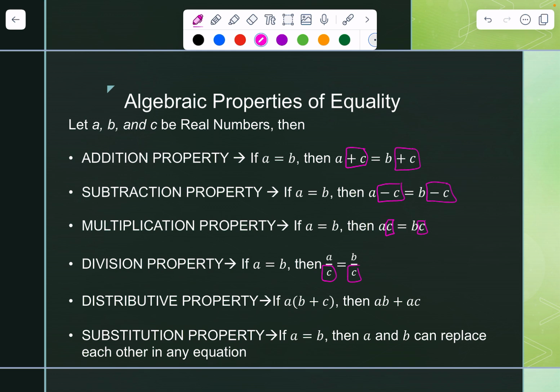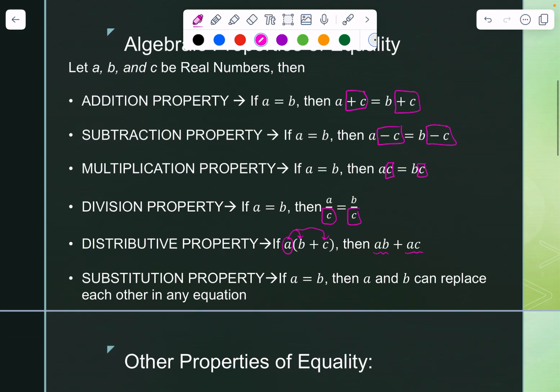So distributive property, remember, we are taking the number on the outside, multiplying it into each, and we would end up with AB plus AC. Then we have the substitution property. Substitution property of equality simply says if two things are equal, A equals B, then we can replace A and B for each other in an equation.